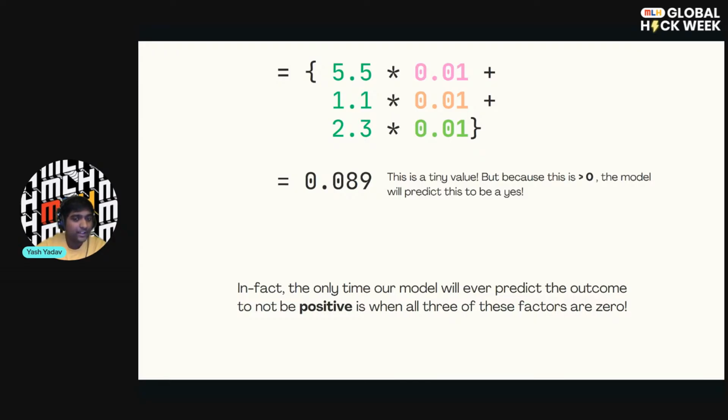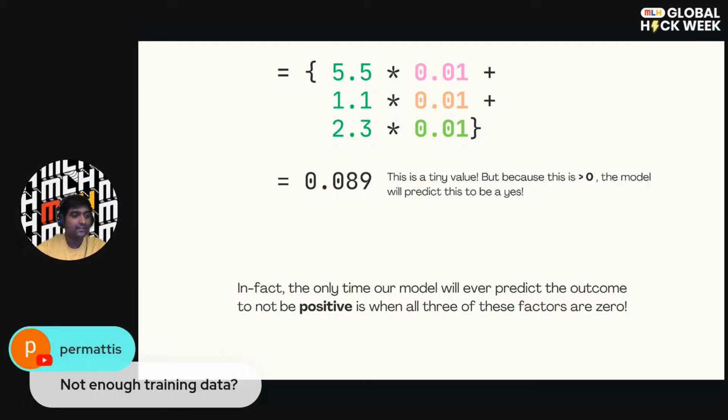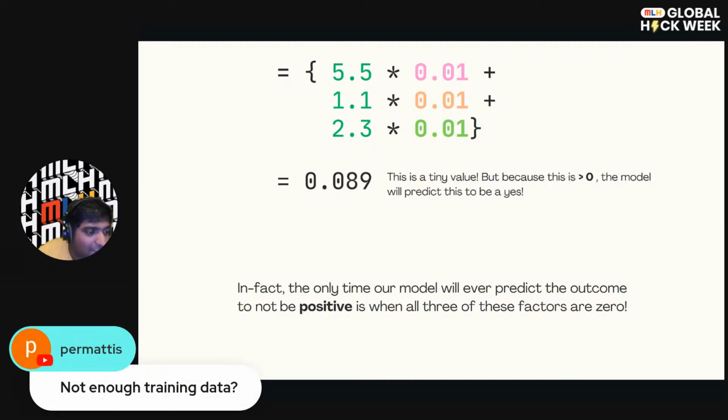Not enough training data. So Pomatus says that we don't have enough training data, but we didn't even use the training data. You can think of it as somehow getting the weights. We managed to guess the weights randomly, and these weights are right. So that's not really what went wrong here. We are not really using training data here.